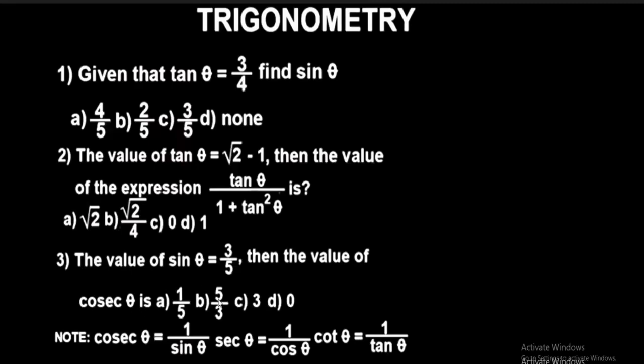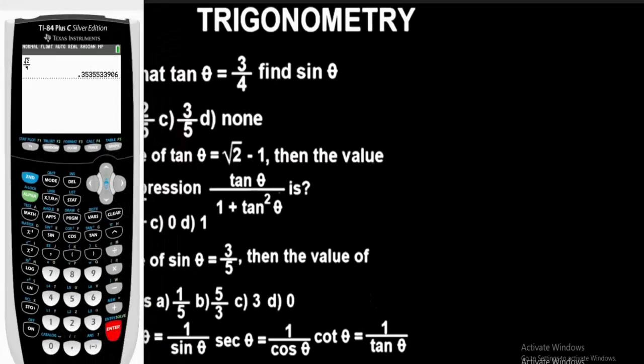Alright, so let's solve question 3. Having done that, guys, we say the value of sine theta equals 2 over 5. Then the value of cos theta is what? So let's solve it, guys. Very simple. Right now we're going to store the output of sine inverse of 2 over 5 as x.